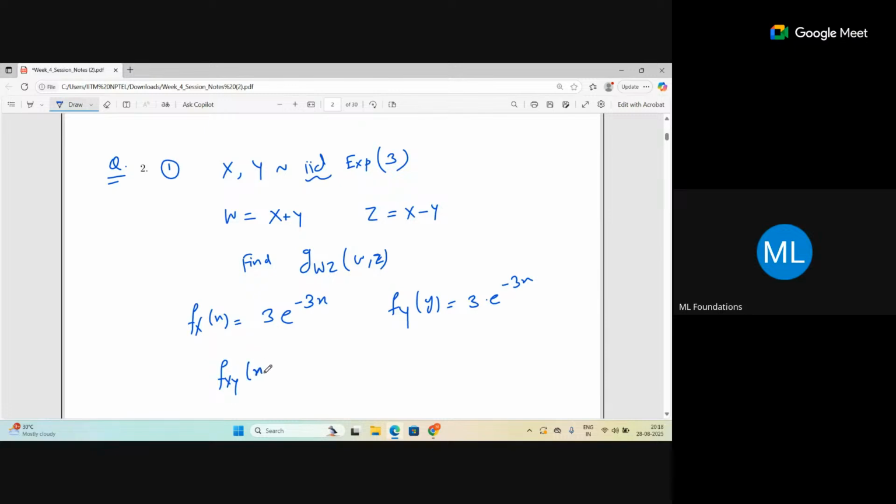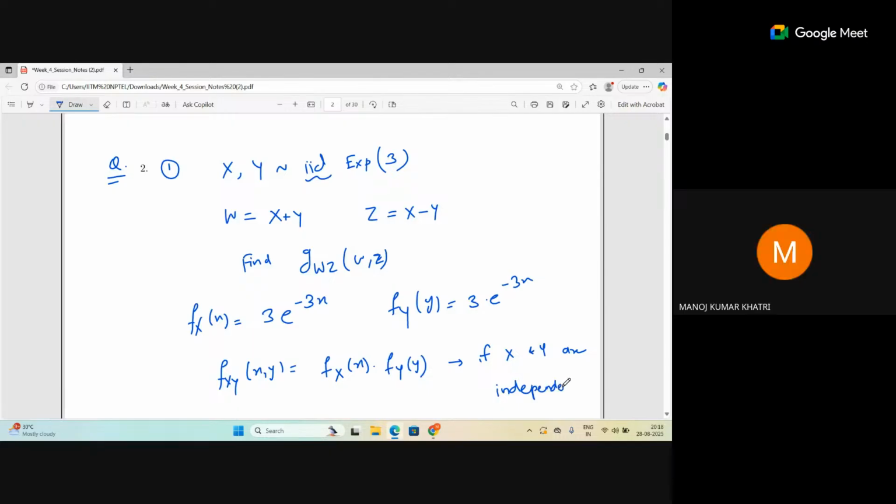So f_XY of x comma y will be what? If they are independent, then it is a product of the marginal densities if x and y are independent.